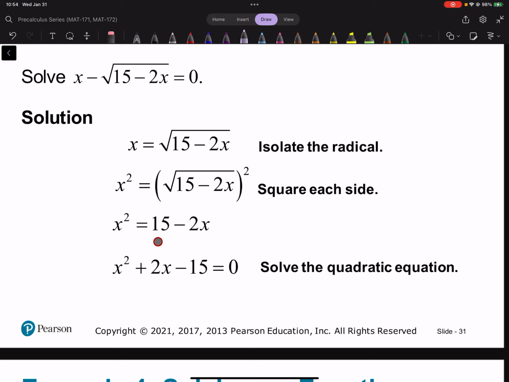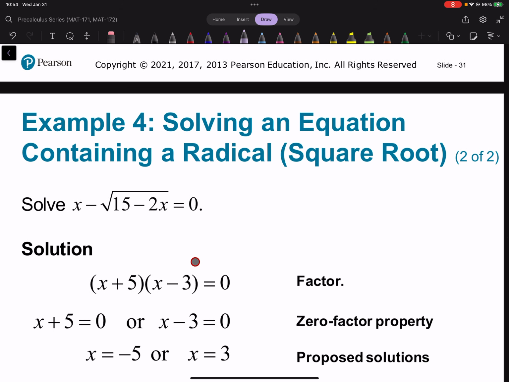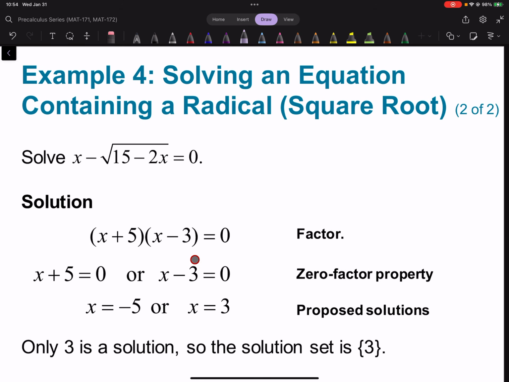Now you need to put this in standard form. So you can go ahead and add 2x to both sides. You can subtract 15. And then you can solve this quadratic equation. Now it looks like this one can be factored. So you may factor it. You don't need to complete the square. You may factor it, or you may use the quadratic formula there. You can complete the square as well.